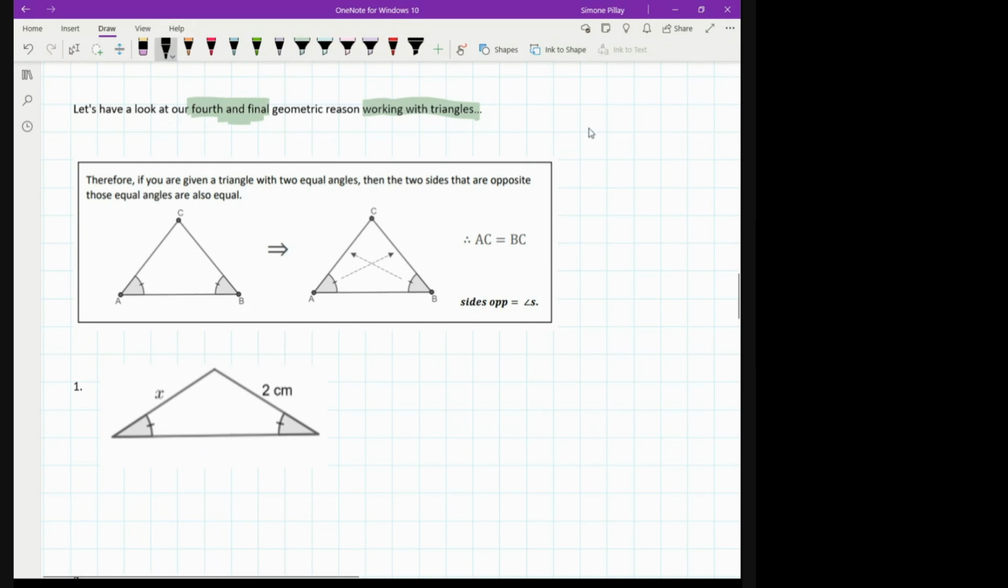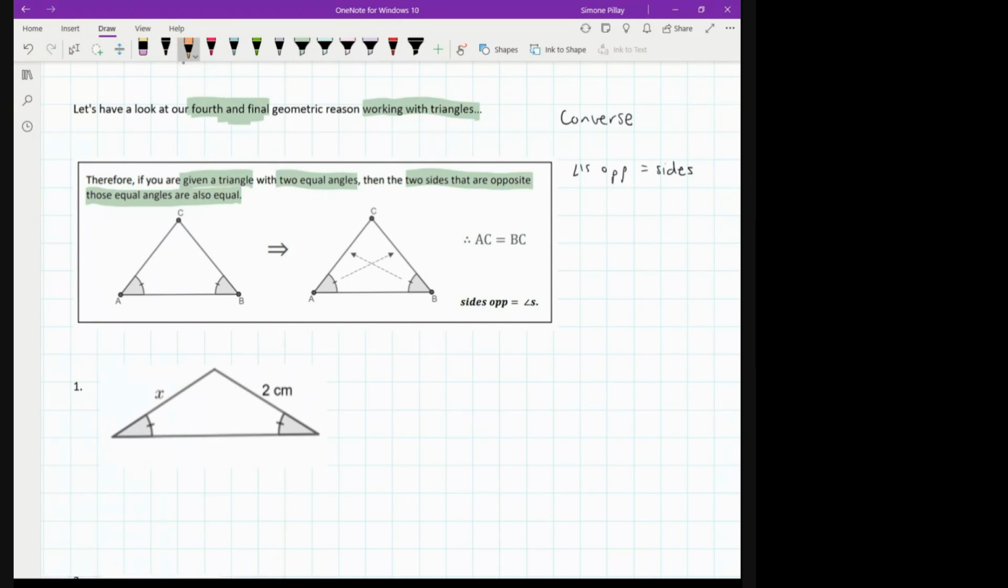Now, this is what we tend to call a converse theorem. We know that angles opposite equal sides are equal. Now, the opposite is also true. If you are given a triangle and that triangle has two equal angles, then the two sides that are opposite those equal angles are also equal.